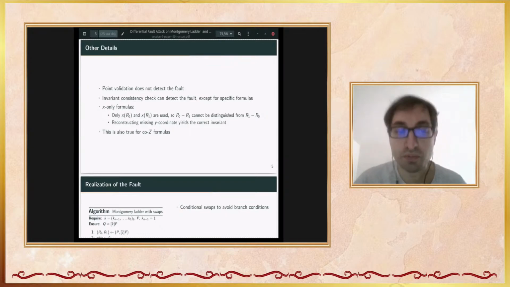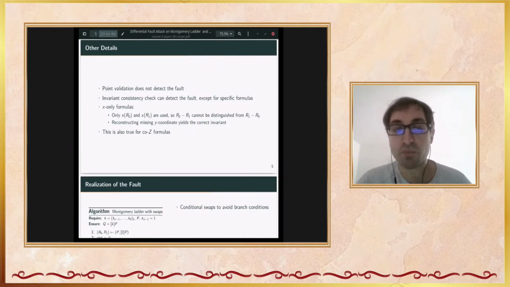To explain a little bit about this part: the recovery formula will use the point P, the input, which is the expected invariant. But the current invariant is minus P, so it will introduce a minus sign, which will autocorrect itself with the minus sign of the new invariant. So basically, it will reconstruct P as minus P.